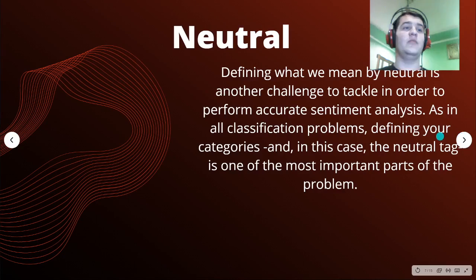And about neutral, defining what we mean by neutral is another challenge to tackle in order to perform accurate sentiment analysis. As in all classification problems, defining your categories, and in this case the neutral tag, is one of the most important parts of the problem. What you mean by neutral, positive, or negative does matter when you train sentiment analysis. Since tagging data requires the tagging criteria to be consistent, a good definition of the problem is a must.